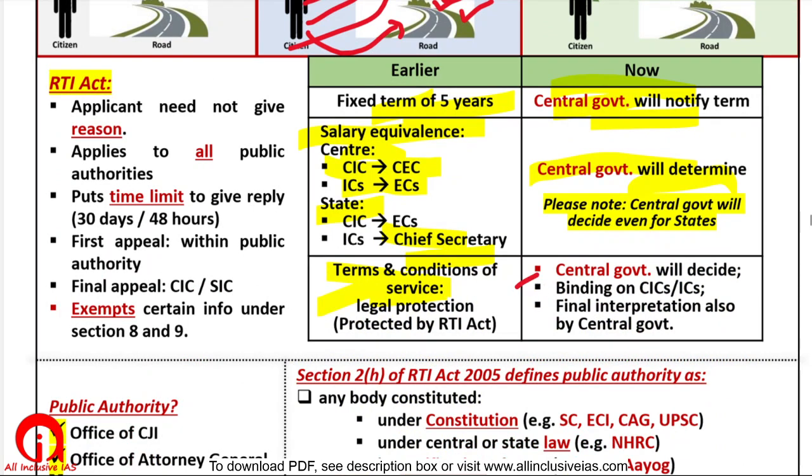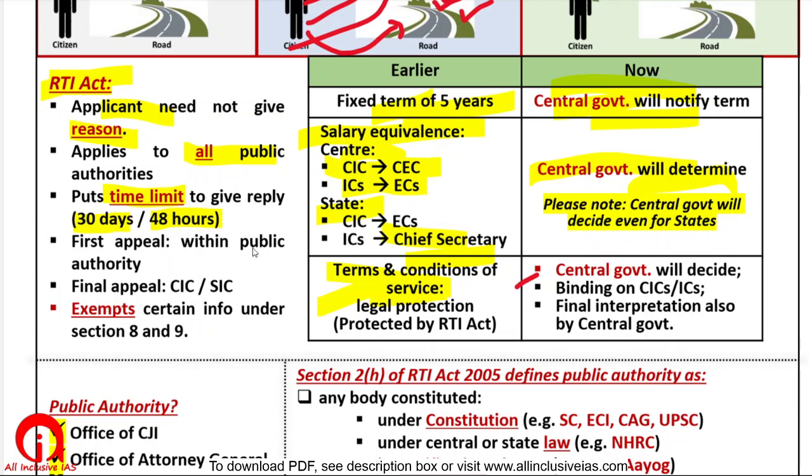So the basics of the RTI Act: the applicant need not give the reason why they have filed the RTI. No, it is not necessary to give the reason. It applies to all public authorities. It puts some time limit. When you file an RTI, you will get a reply within 30 days, or if it is a matter of life and liberty, then you will get a reply within 48 hours.